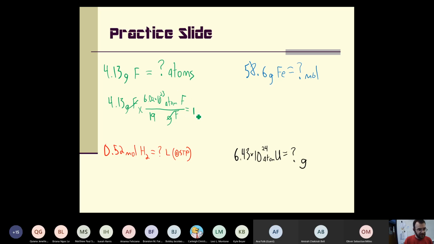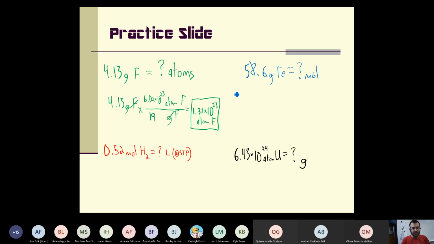And I have 3 sig digs, so 1.31 with the rounding. Now you've got to be careful. Your calculator either says E23 or times 10 to the 23 in the corner, but you need that. And this is atoms of fluorine. So, there we go. All right.